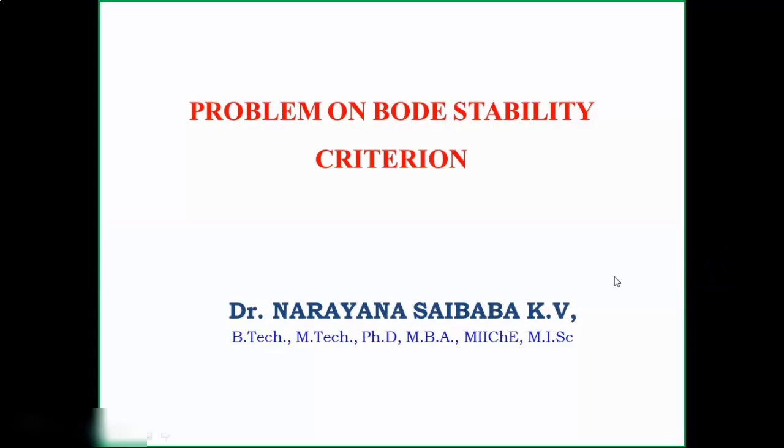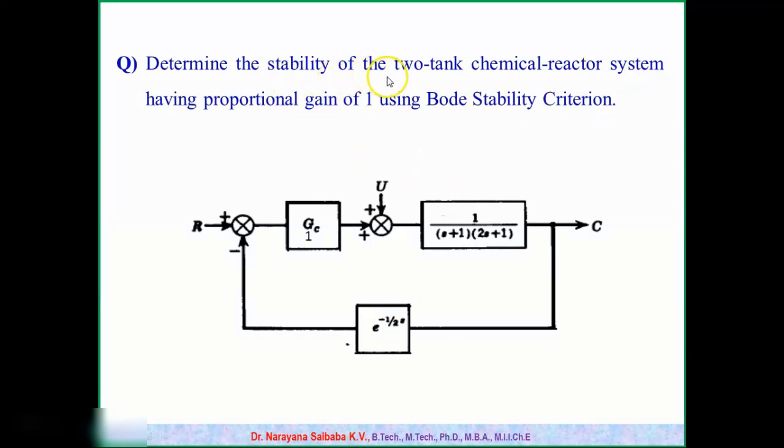Okay, now we see a problem on Bode stability criteria. The given problem is to determine the stability of a two-tank chemical reactor system having proportional gain of 1 using Bode stability criteria. This is the control loop given. Proportional control is taken, so the controller transfer function is Kc, and its value is given as 1. The process is given as 1 by (S plus 1)(2S plus 1), and the transportation delay for the measuring instrument is e power minus 0.5S. So this is the system given.